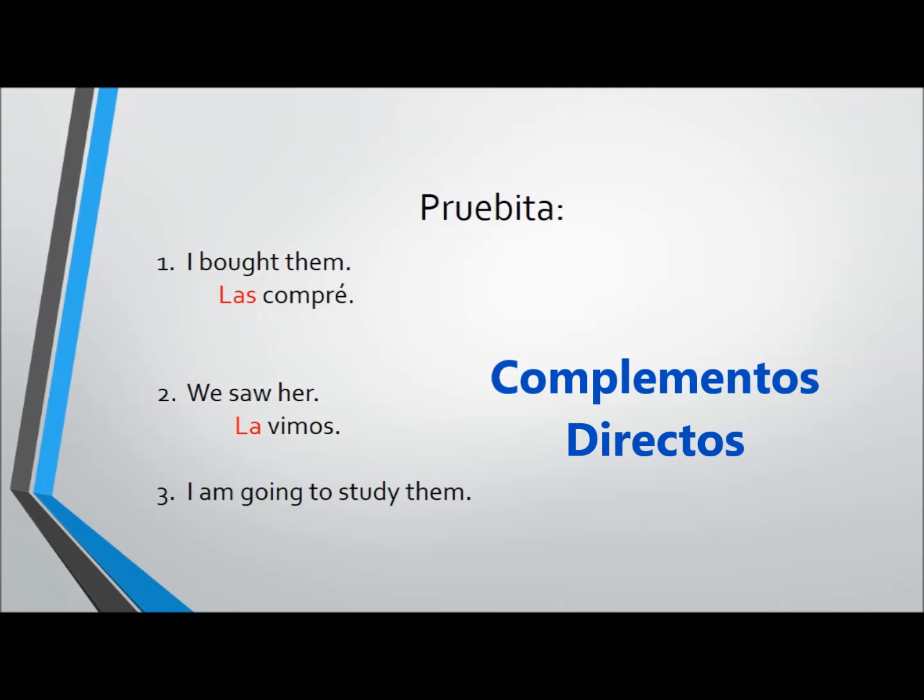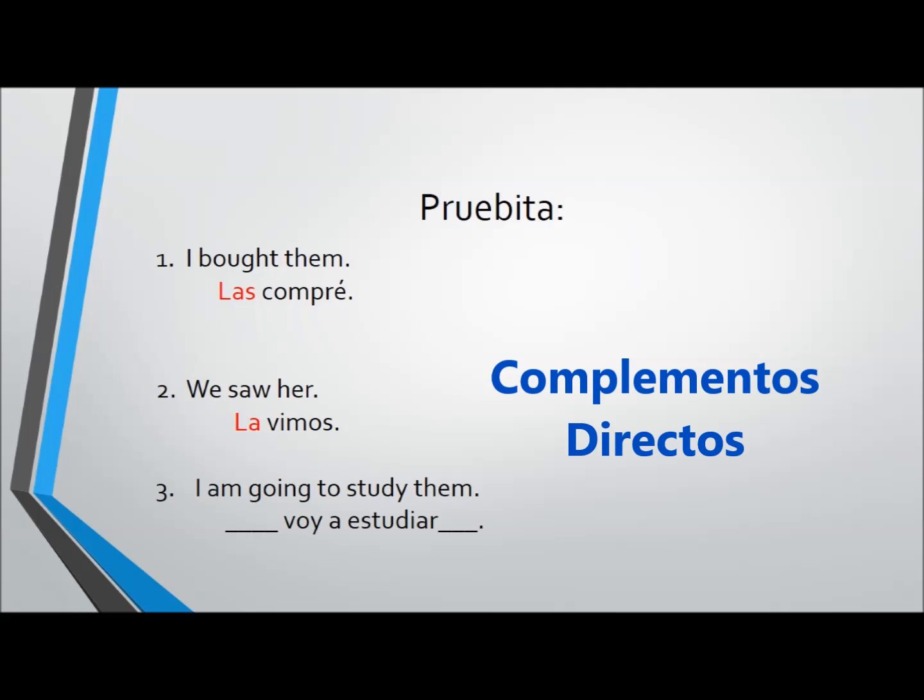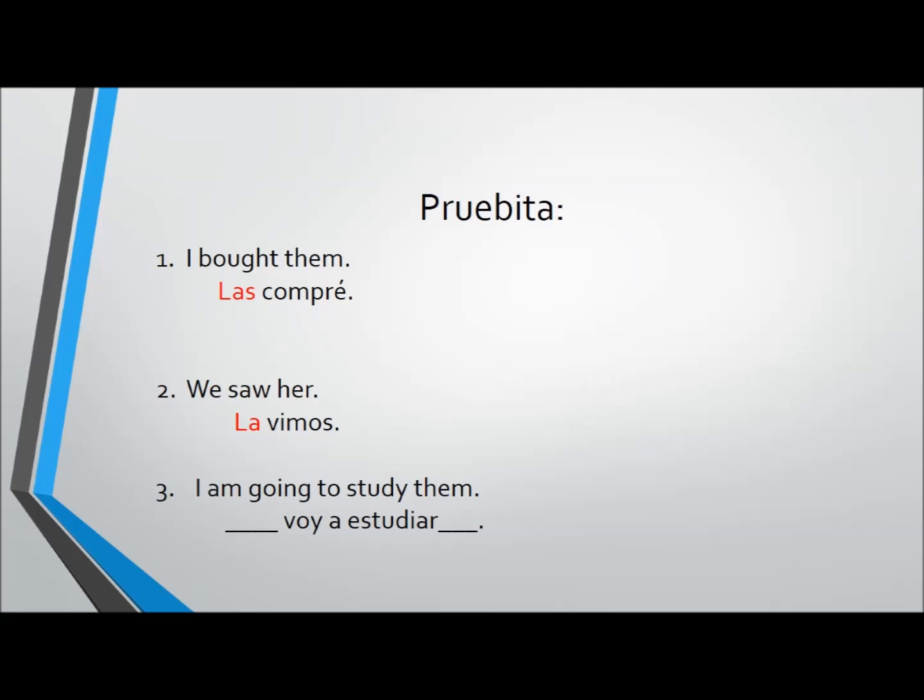So I'm going to study them. Let's start with I'm going to study. That's voy a estudiar. Now, do you remember the word for them if we're talking about complementos directos? And where do you put it? Do you put it before voy, or do you attach it to estudiar? Let's take a look at grammar rule number 1. Voy is a conjugated verb, so I can put los, if you guessed los, you were correct, in front of voy, and we have los voy a estudiar. That means I'm going to study them.